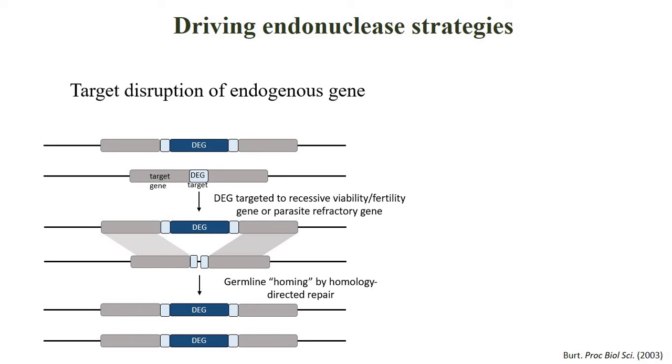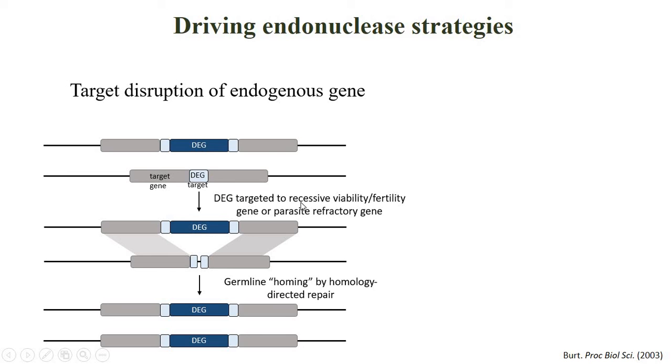So again, let's talk about this homing endonuclease strategy, and how we can use this to target disruption of an endogenous gene. This is the homing gene. Here, this is the target gene. And again, we just talked about this in the previous slides.